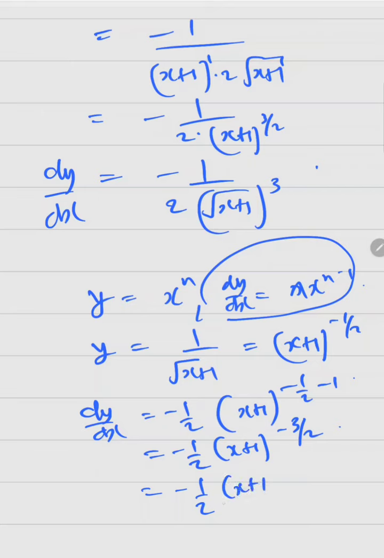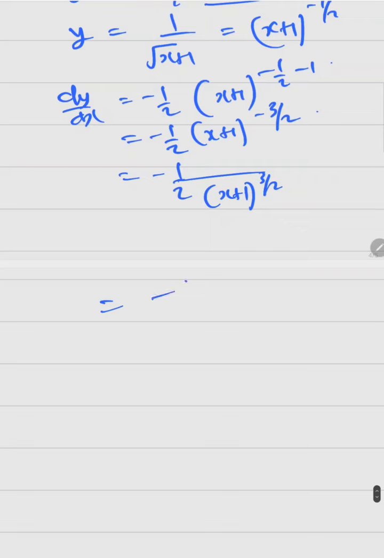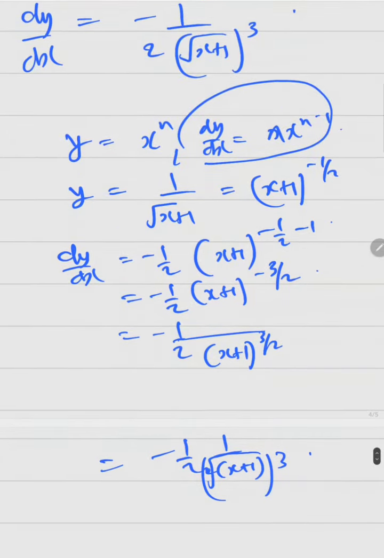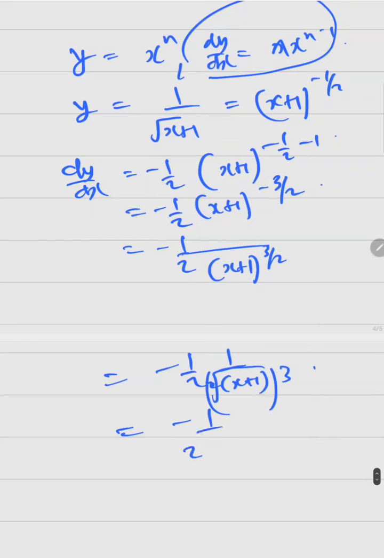So you have minus half x plus 1 raised to minus 3 over 2. Or you can take this to the denominator, and it's going to be x plus 1 raised to 3 over 2. Then if you rewrite it properly, I'm going to have minus half times 1 divided by the square root of x plus 1 everything raised to 3, which is the same thing as what we actually obtained here. So you can see it is not difficult to do. So that's how you can find the derivative from first principles.